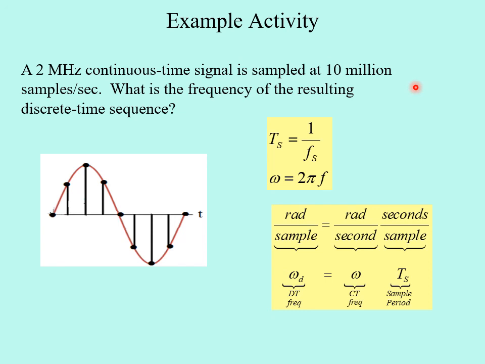I put all the equations that you should need to do this activity right here. Basically, we're taking this 2 megahertz signal, the red line, and turning it into this sequence, which are the black dots. But we want to know what is the frequency of this sequence when we're all said and done. So again, go ahead and pause your video and see if you can do this activity.